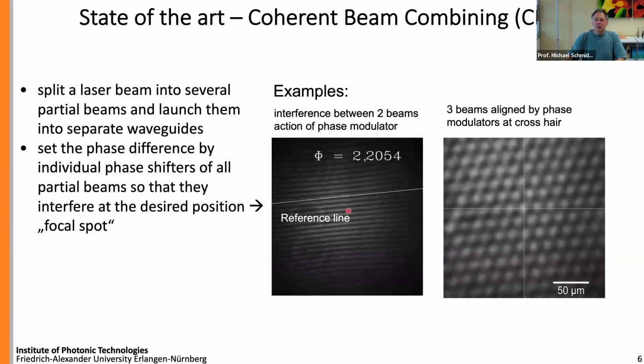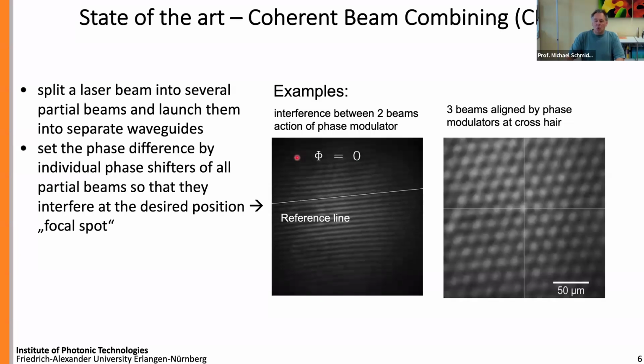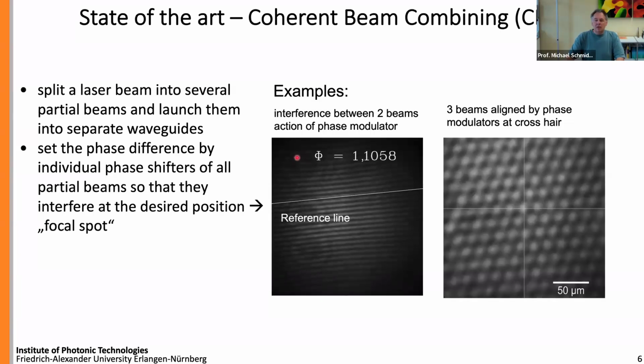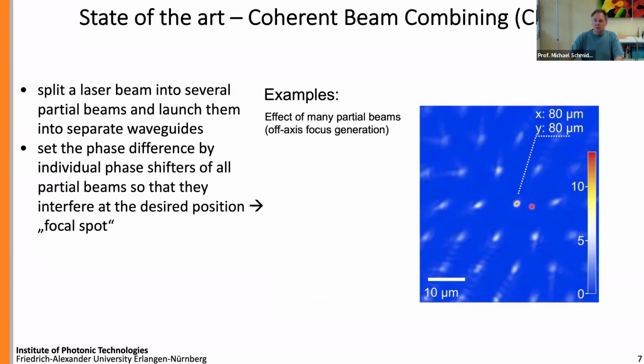We delay one beam, as you can see, always between 0 and pi. So this means we shift the interference pattern here. If we would interfere 3 beams, this would be something like this. And if we would have an overlay of many beams, we would have a dedicated spot on one position.